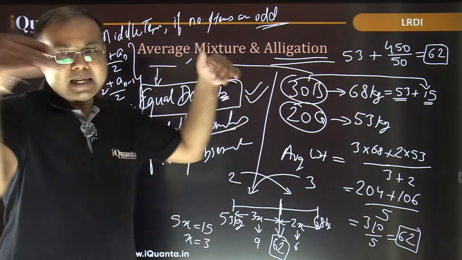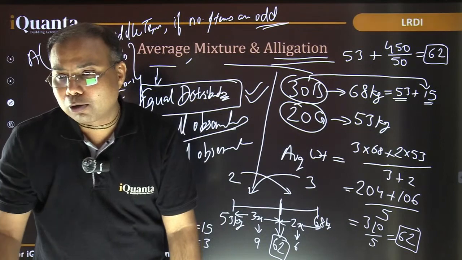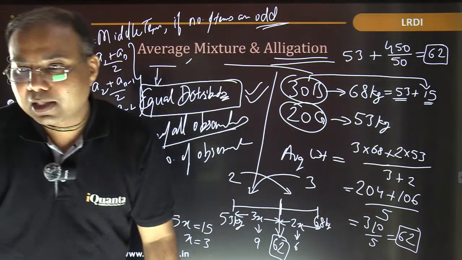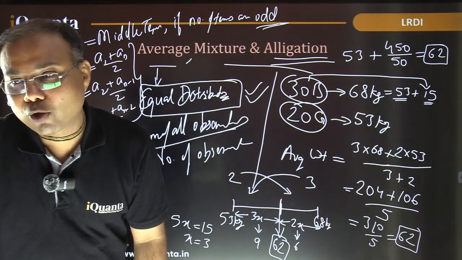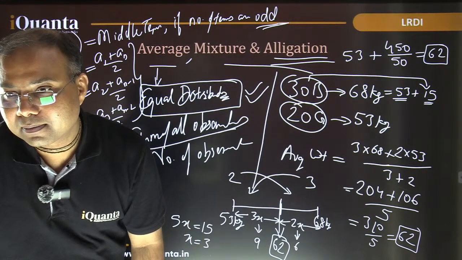Same thing can be done algebraically also by making a cross. It's the same thing. Is it fine? Yes, the ratio gets reversed. Exactly.